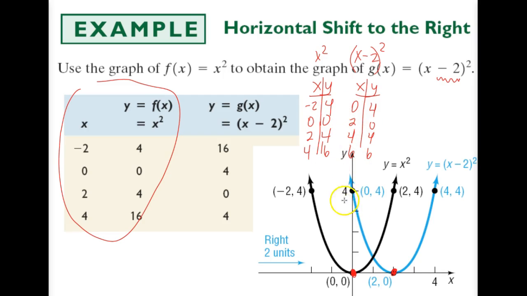And if you notice, we see that the point 0, 4 is on the graph. We see the point 2, 0 is on the graph. And we also see the point 4, 4 on the graph. And if we would keep on drawing going this way, we would also see the point 6, 16 on the graph as well.